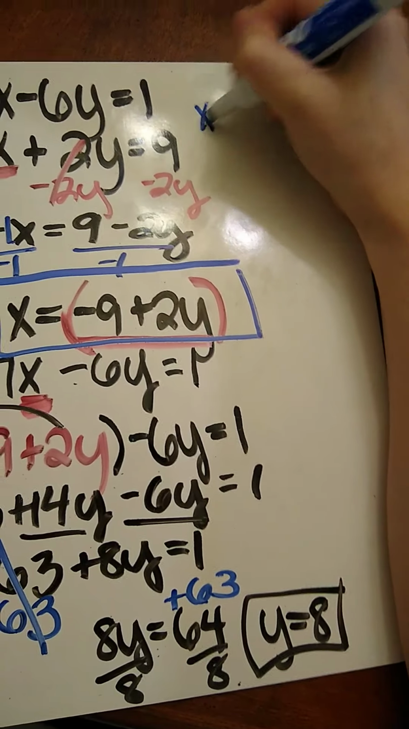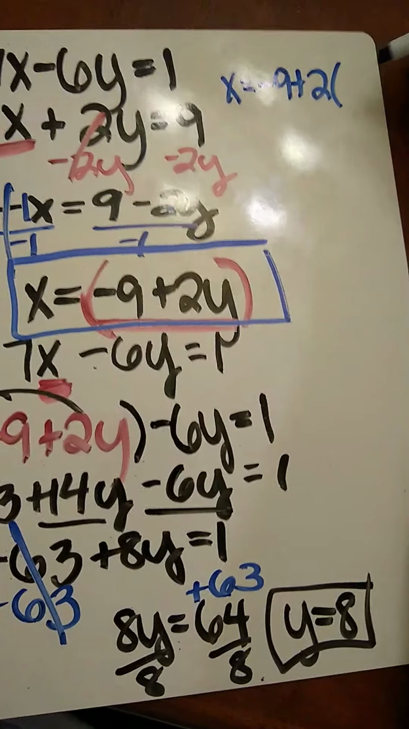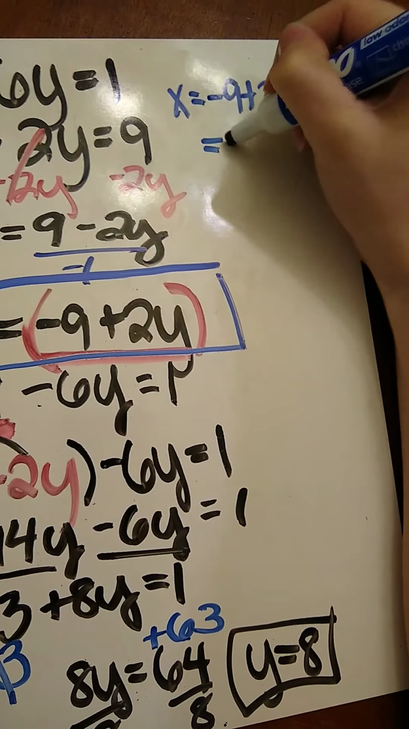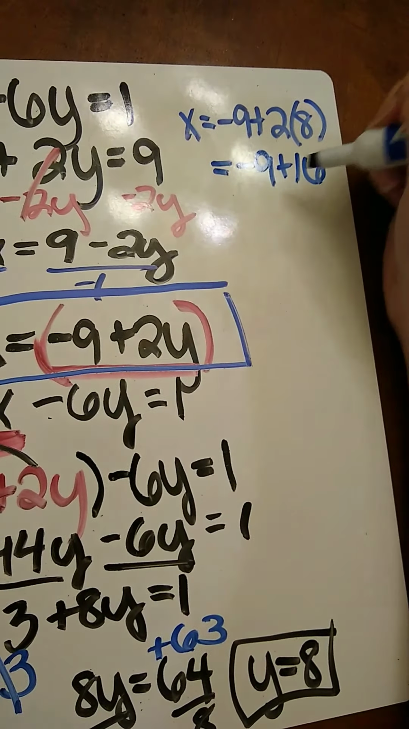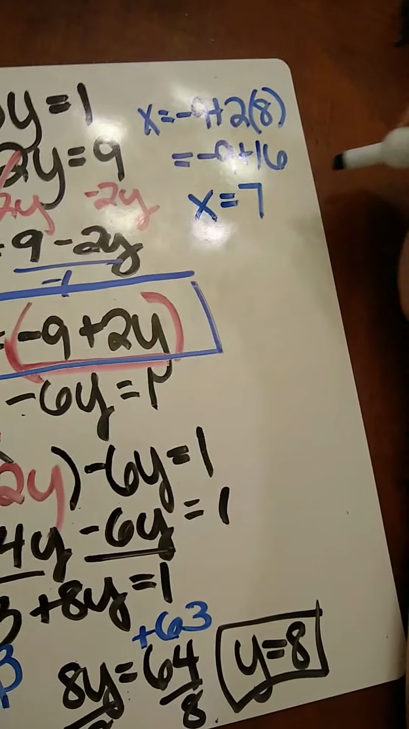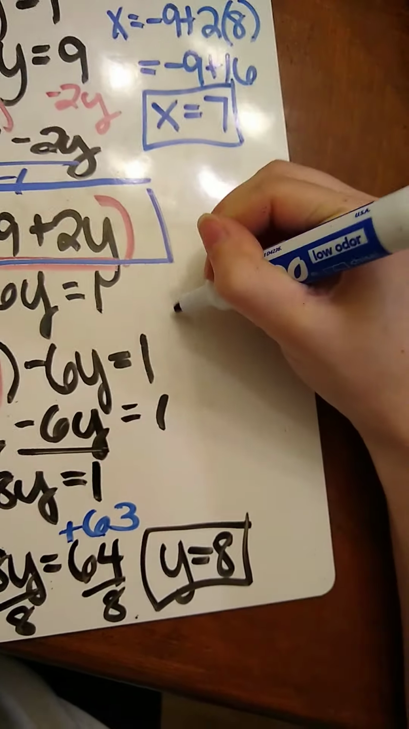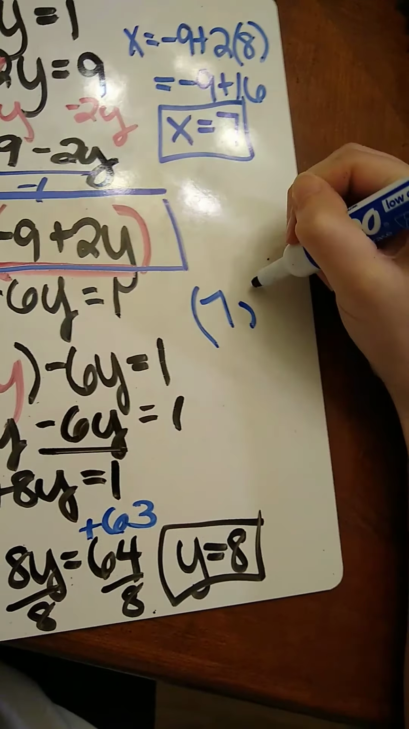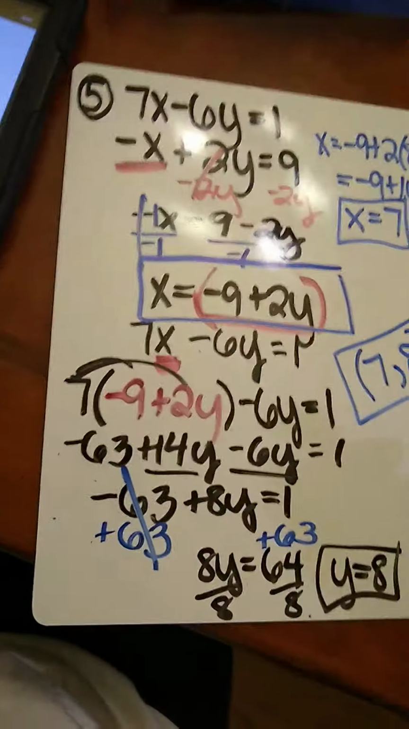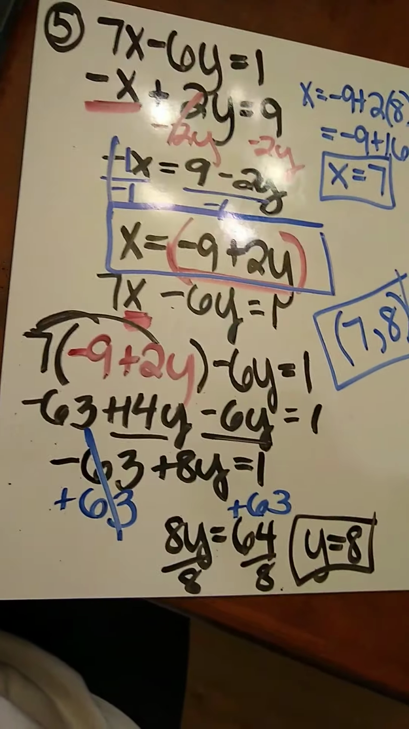So you would have x equals negative 9 plus 2 times y, which is equal to 8. So I put an 8 right there in parentheses. So 2 times 8 gives you positive 16. Negative 9 plus 16 is 7. So x is equal to 7, which means that my very final answer as a point would be (7, 8). And if I want to check that answer, I can take the 7 and the 8 and plug them back in for x and y and make sure that the equations actually work out to equal 1 and 9.